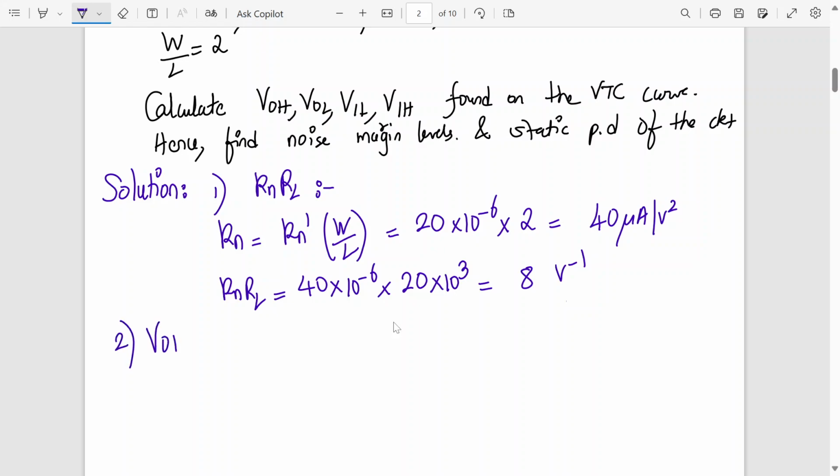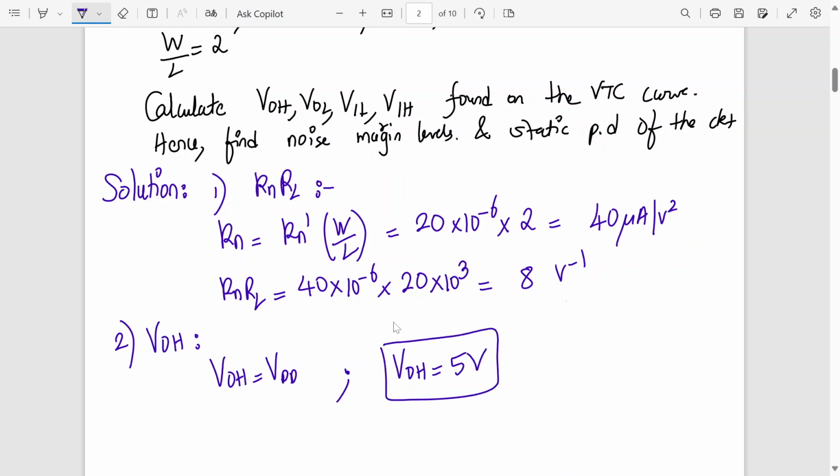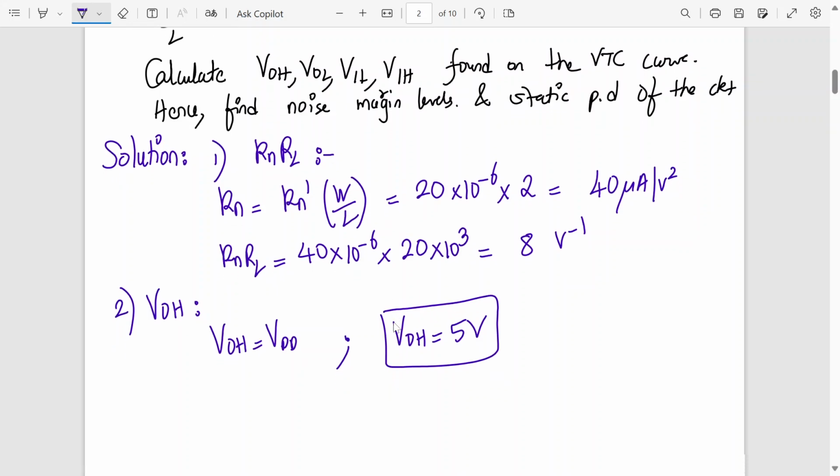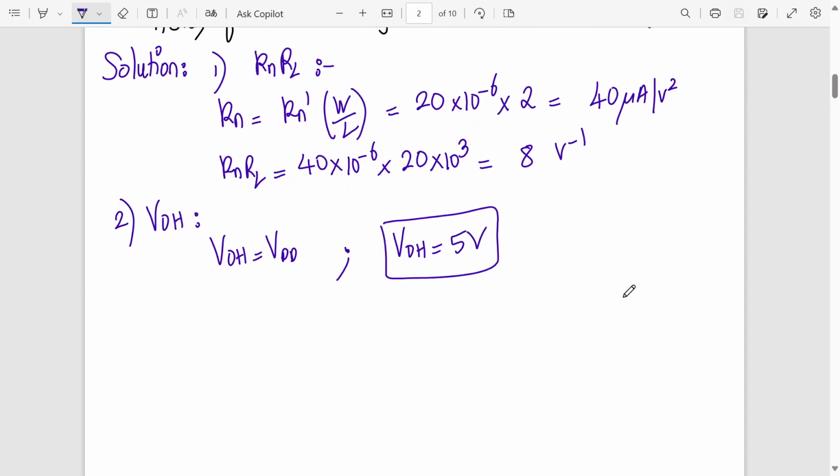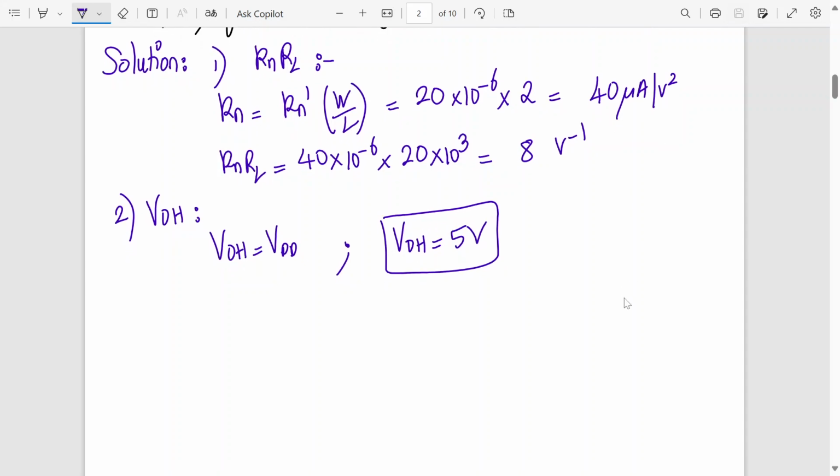Next thing we find is VOH. What is VOH in case of resistive load NMOS inverter? Come on, tell me. VDD. So VOH is equal to 5 volt. Getting it? Yes or no? Can you just tell yes or no so that I can continue? You all are finding these parameters.